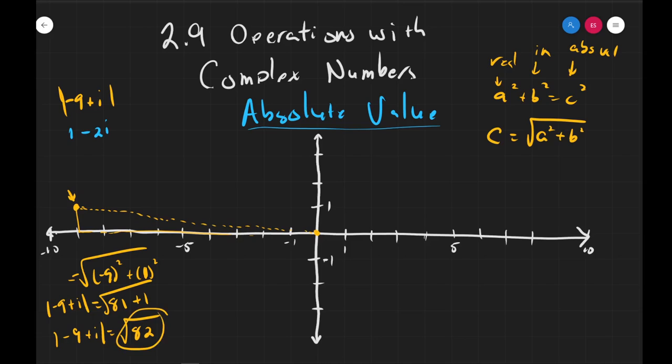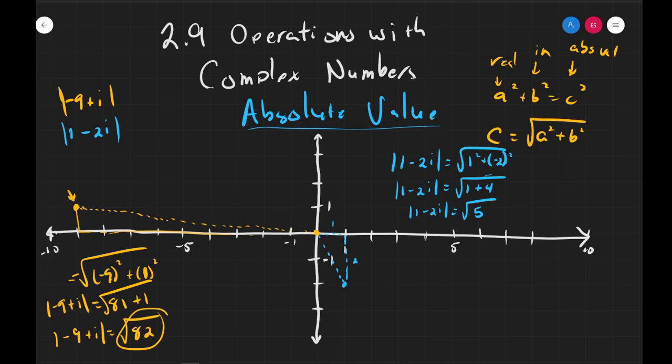So go ahead, do the same thing. You are tasked with finding the absolute value of the point 1 minus 2i. Take a few seconds, see what you come up with. Ready, set, go. All right, here's hoping you came up with the absolute value of 1 minus 2i being the square root of 5.